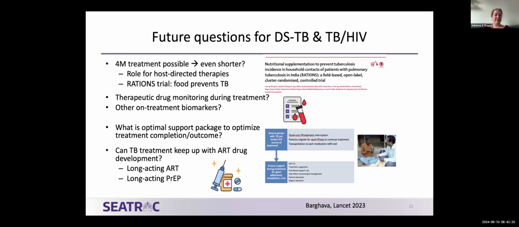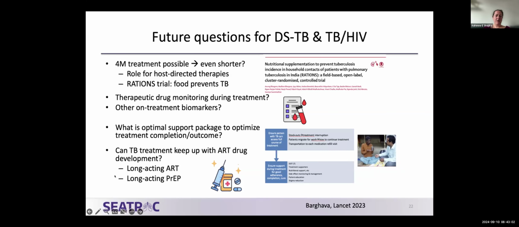There's still a lot of questions for what lies ahead in the future for drug-sensitive TB and TB HIV. So we've seen that 4-month treatment is possible. Can we go even shorter? Is there a role for host-directed therapies to be given along with TB treatment to improve the human body response to TB? We've seen in the RATIONS trial that food prevents TB. Giving people adequate nutrition prevents TB from reactivating. Is there a role for that nutritional supplementation within treatment? And what is the optimal type of support provided during treatment to improve treatment outcomes? Should we be monitoring drug levels during treatment to optimize outcomes? Any other treatment biomarkers that we could be following to help improve outcomes?